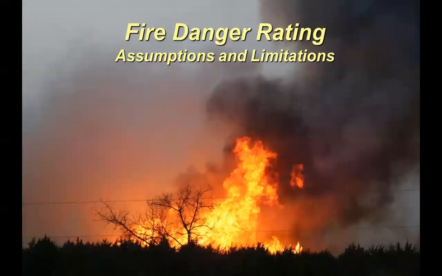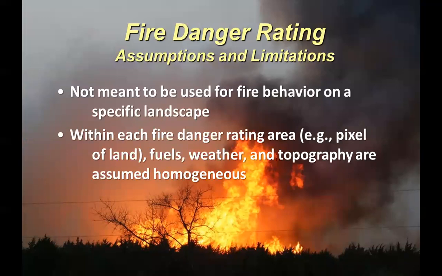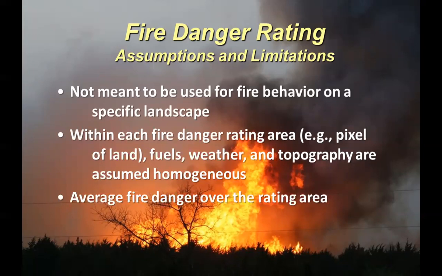Some of the assumptions and limitations in fire danger rating. First of all, it's not meant to be used for fire behavior on a specific landscape, in other words, on a field-by-field basis. Within each fire danger rating area, in the case of our Oklahoma fire danger model, a 500-meter square pixel, the fuels, weather, and topography are assumed homogeneous. And so what you get as a result of that with these ratings is the average fire danger over the rating area.